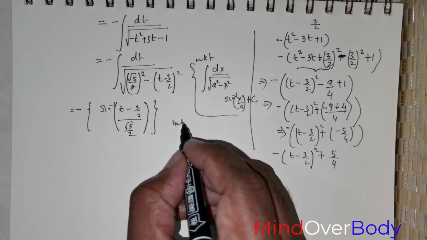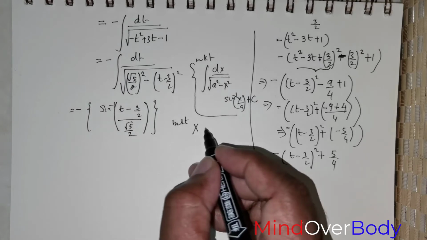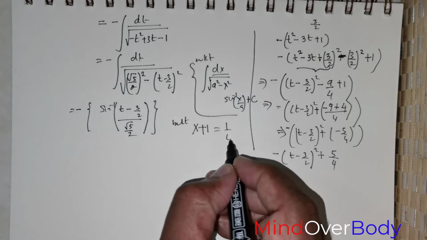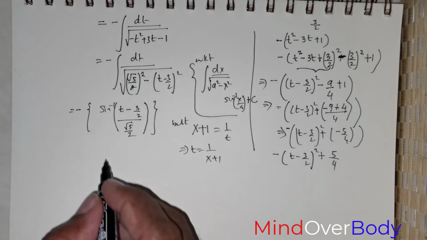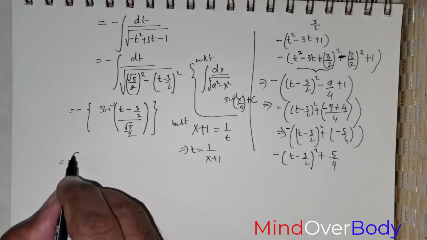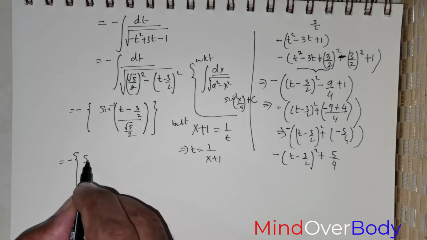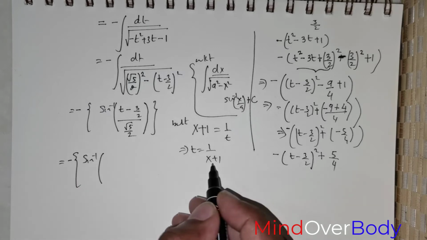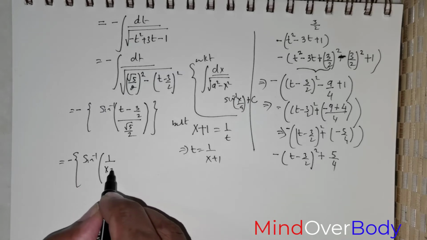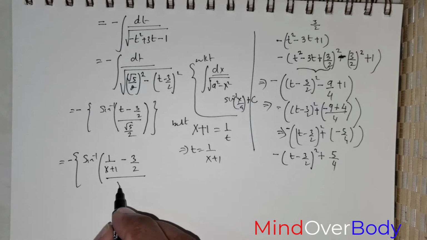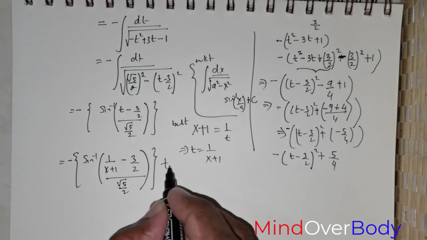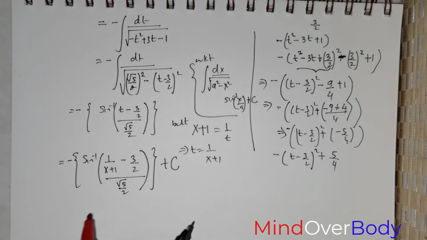But what did we start with? We started with x positive 1 is equal to 1 over t. So this would mean my t is equal to 1 over x positive 1. So reverting things back, this is going to be negative of sine inverse of (1/(x+1) − 3/2) divided by root of 5 over 2, positive arbitrary constant c. So this is a good place for us to draw the red line.